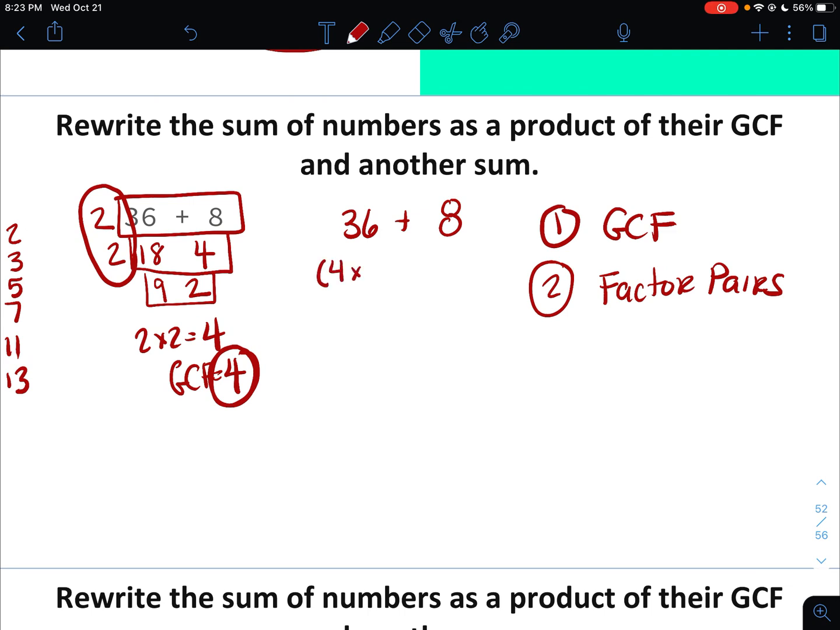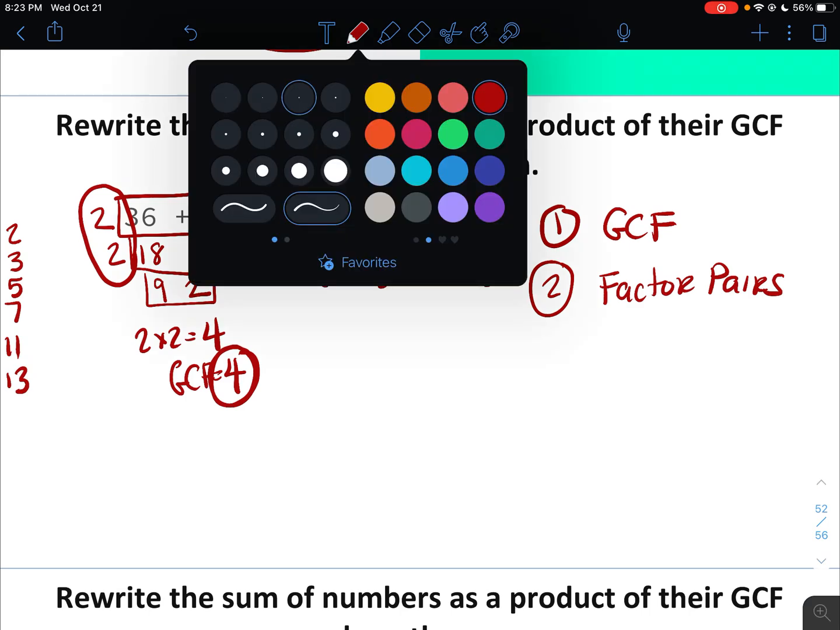So 4 times what gets me 36? 4 times 9 is 36. And 4 times what gets me 8? 4 times 2. Okay, so I just wrote my factor pairs for each addend.